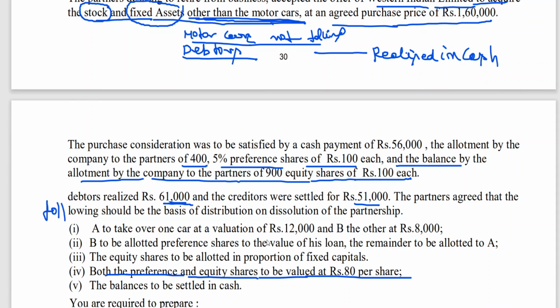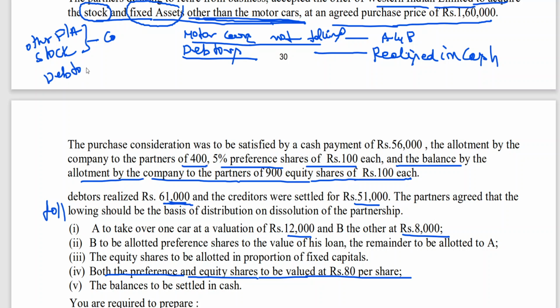A is to take one car at a valuation of 12,000, and B the other car at 8,000. Motor cars are taken by whom? A and B. Okay. So totally we are having 4 assets now: other fixed assets, motor car, stock, and debtors. Other fixed assets and stock are taken by the company.